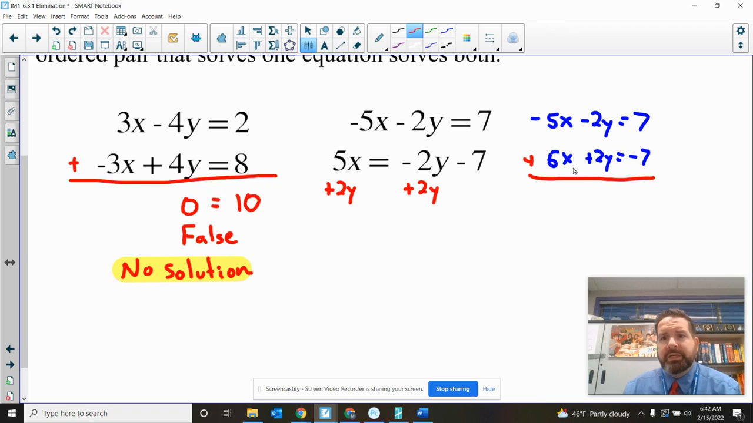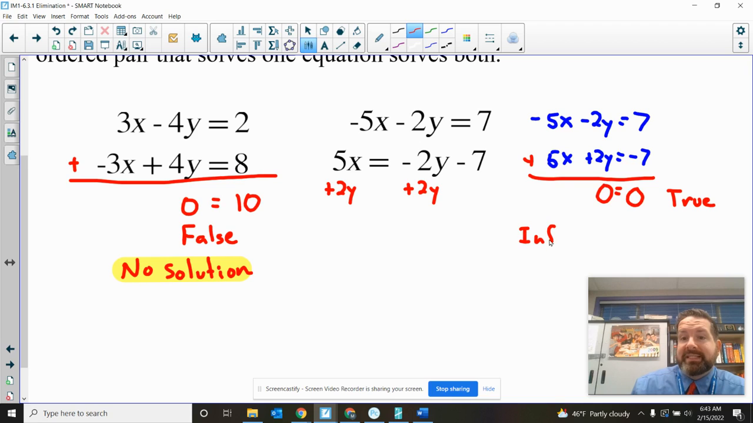Those are opposite, go to 0. Those are opposite, add to 0. And 7 plus -7, that also goes to 0. Ooh, this is true. What it means is basically the equations are the same. That's why when you subtract them, you get zeros everywhere. So any ordered pair that makes the top equation true will also make the bottom equation true.